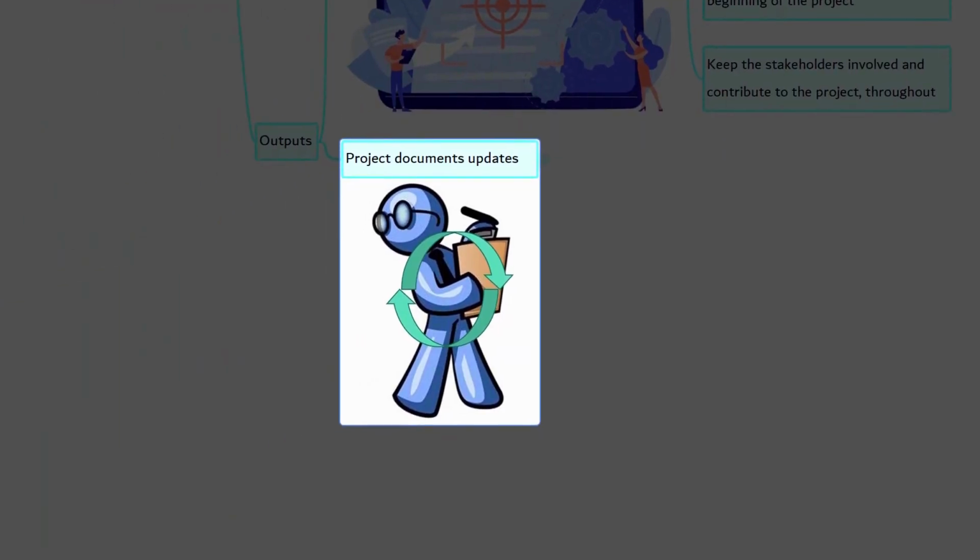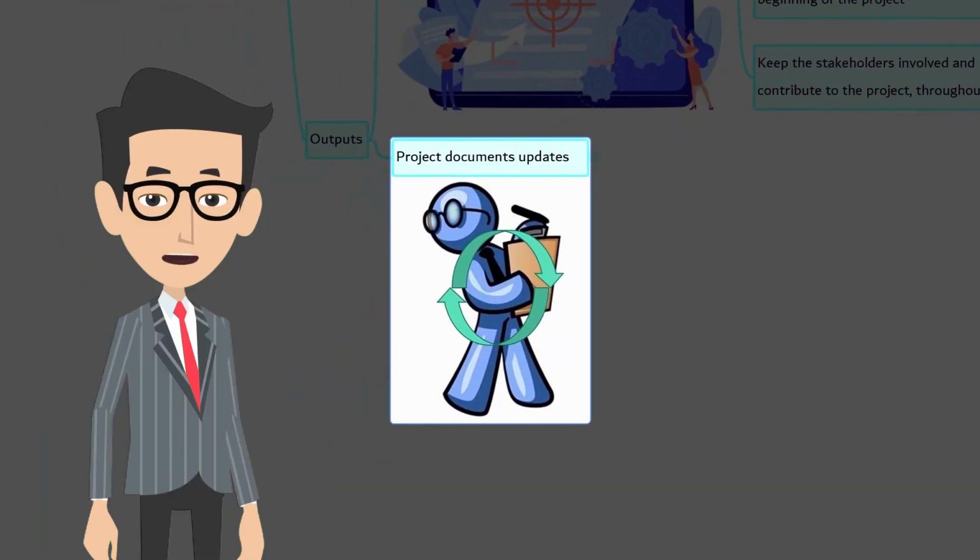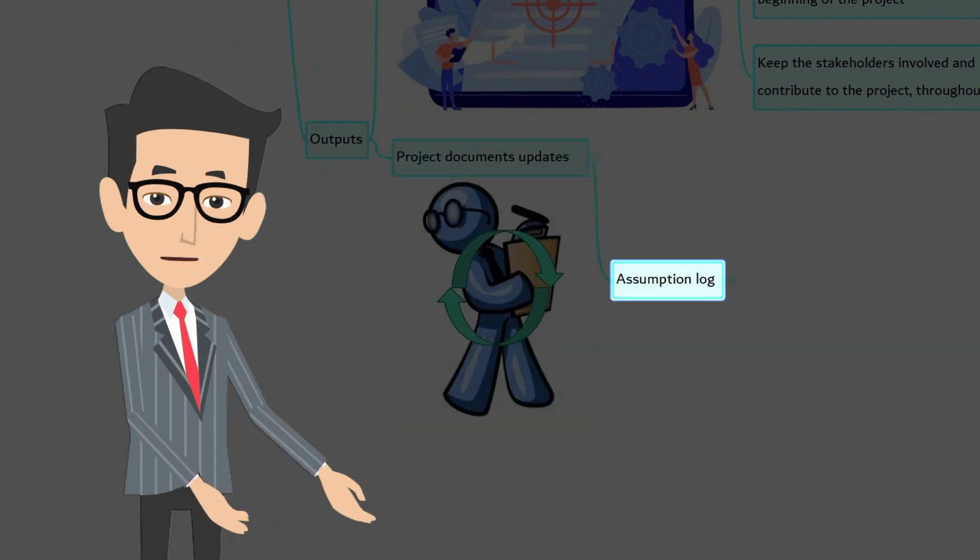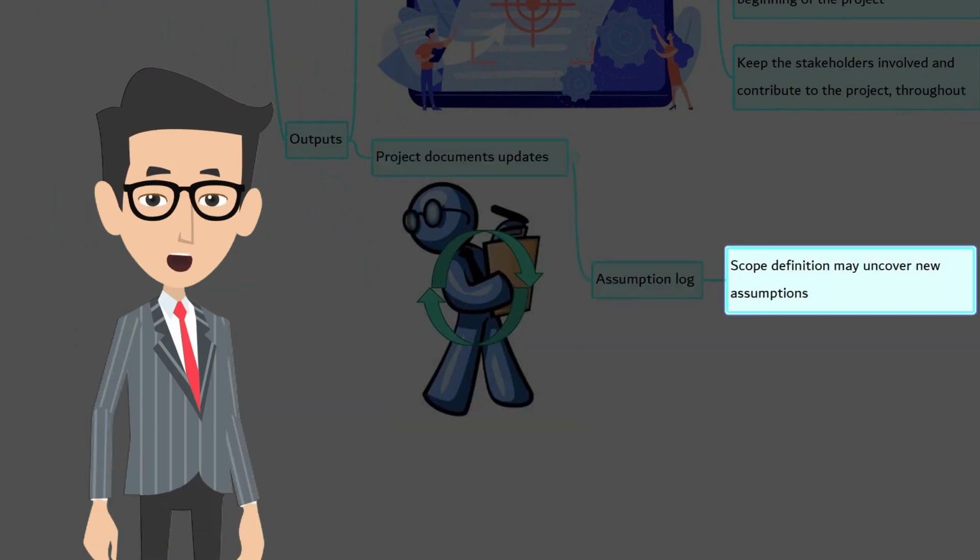As an output of defined scope, there are 4 project documents that get updated. Assumption log. You have defined the scope, you have more details now. The earlier assumptions might change and new assumptions may get uncovered. And it's time to update the assumption log.